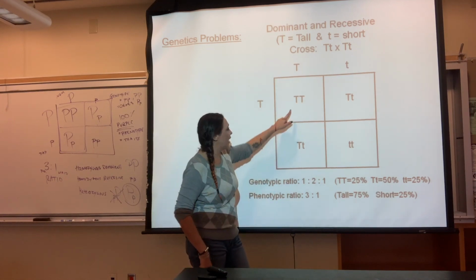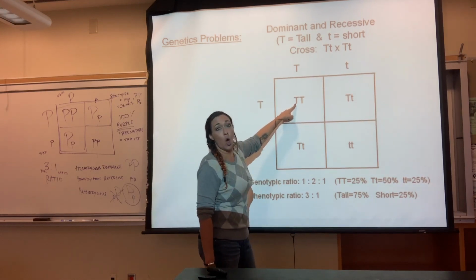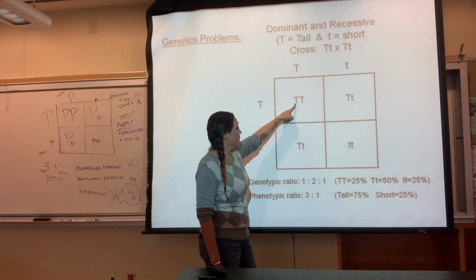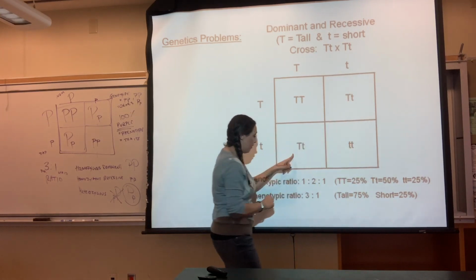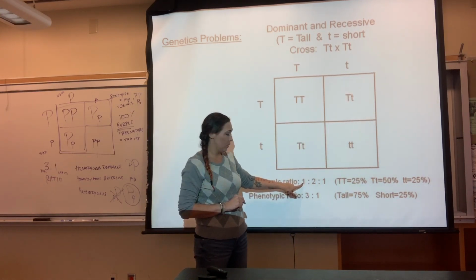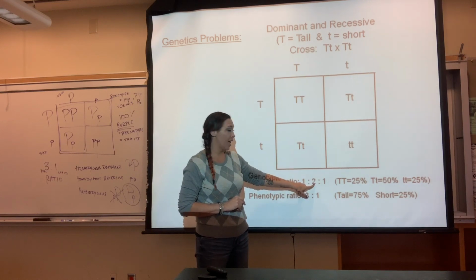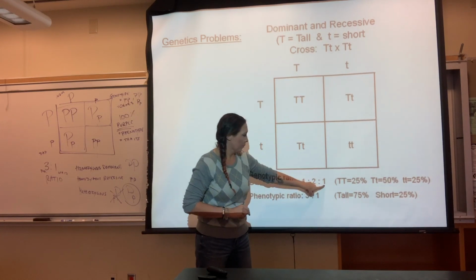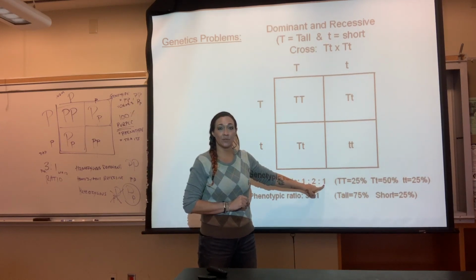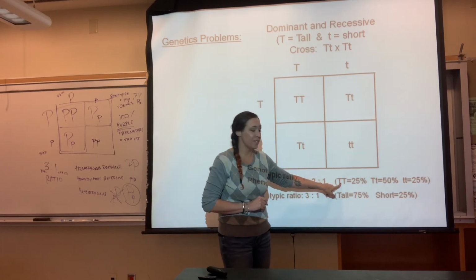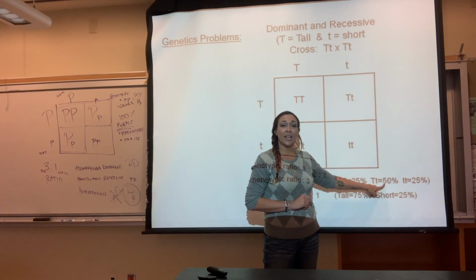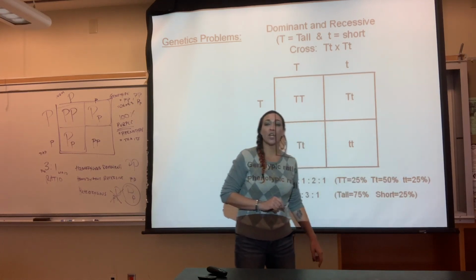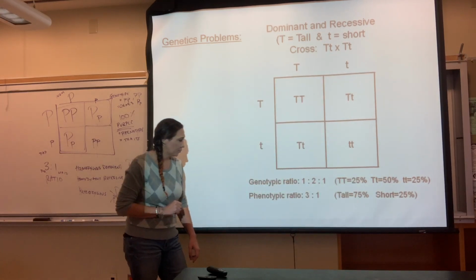So in this case, the genotype, we have one homozygous dominant. These are both heterozygotes, so we have one homozygous dominant, two heterozygous, and one homozygous recessive. So that would be 25% capital T, homozygous dominant, 50% heterozygous, and 25% homozygous recessive.